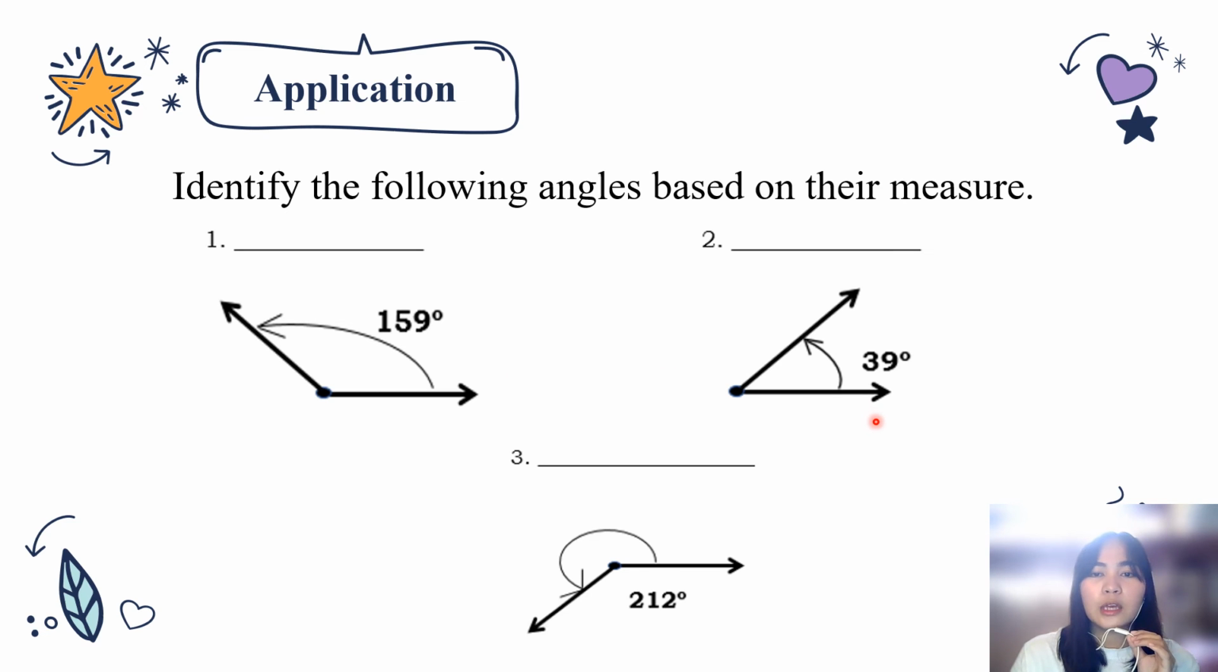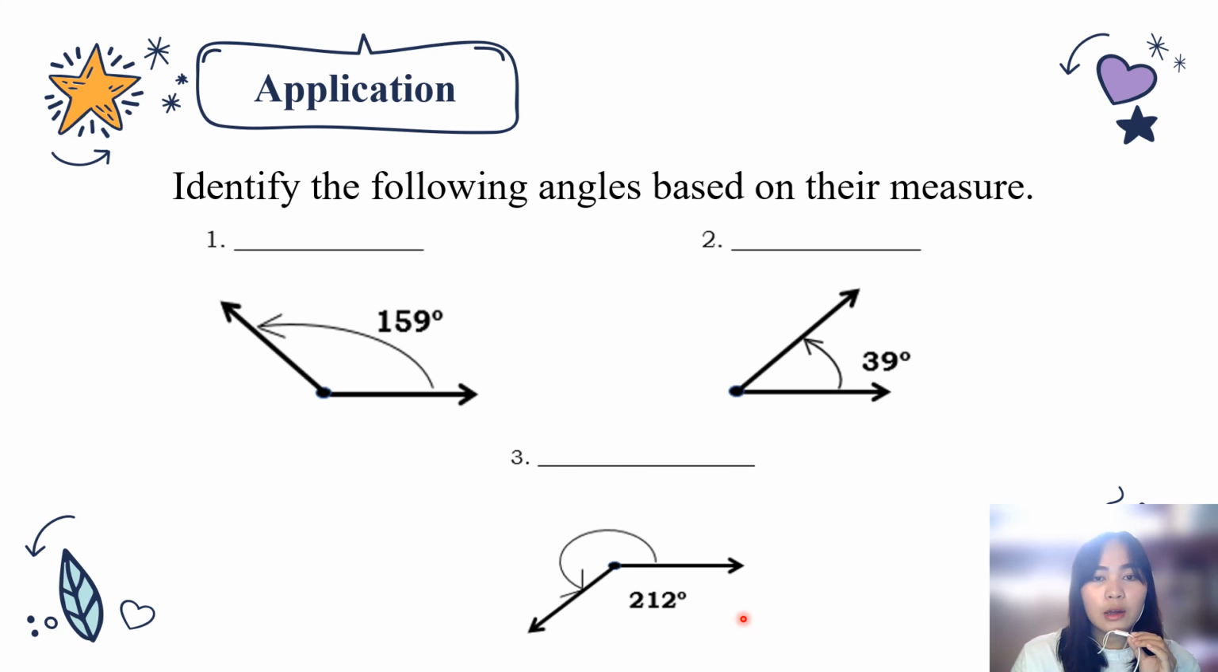Alright, how about number 2? 39 degrees. Very good. It is an acute angle. It's because it is less than 90 degrees but greater than 0 degrees. How about this number 3? 212 degrees. Very good. It is an example of reflex angle because it is less than 360 degrees but greater than 180 degrees. So, kana mo ninyong memorize on types of angle.